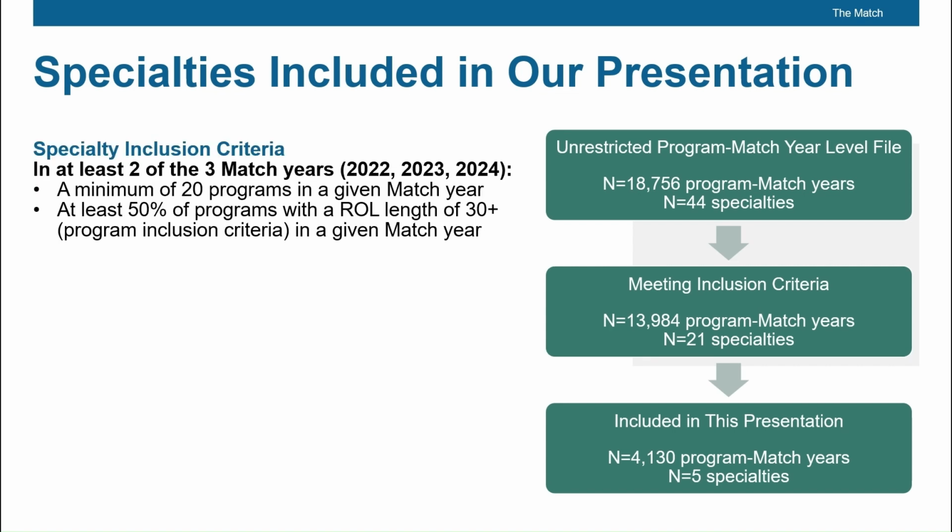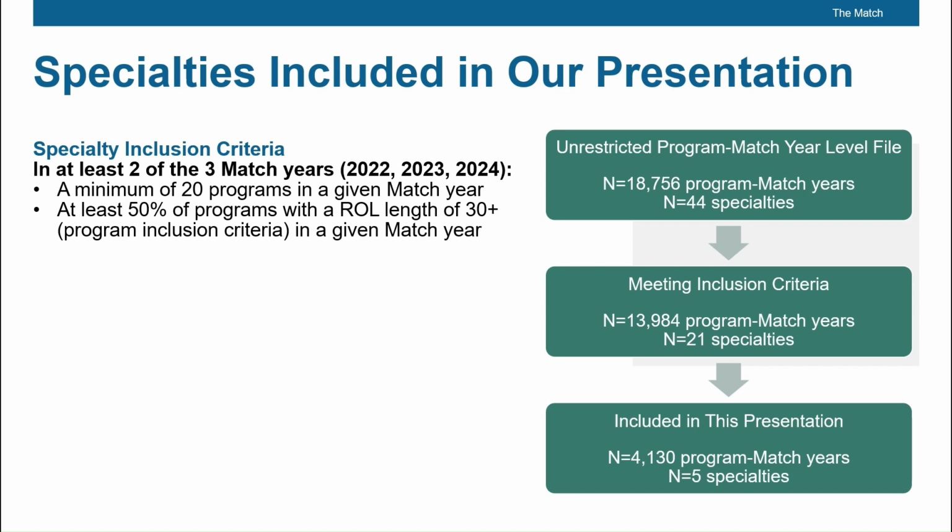Now, because there are many specialties that have variable numbers of programs and some with very small program size that could impact the reliability of our estimates, we set some very specific specialty inclusion criteria. So in at least 2 out of the 3 match years, specialties had to have a minimum of 20 programs, and at least 50% of the programs in a given match year needed to have a rank order list length of at least 30 applicants.